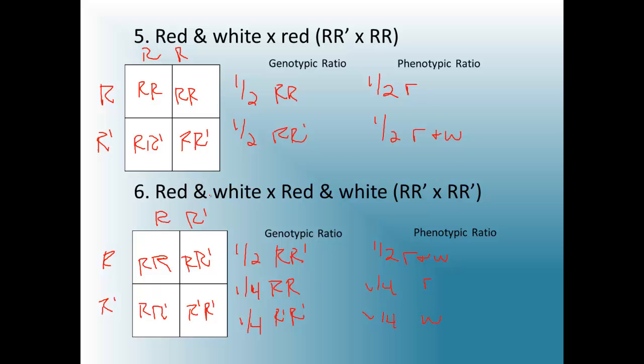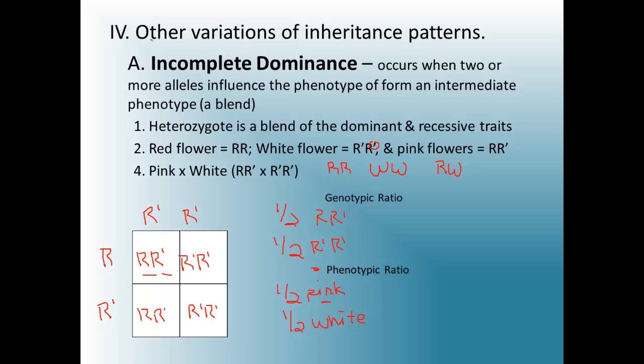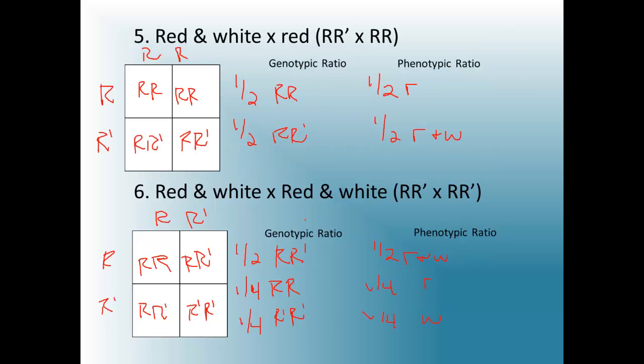Okay, so when we do cross the two heterozygotes, we do have the possibility of getting all three phenotypes from that cross. Okay, so again, incomplete is slightly different than codominant. Incomplete, we have a blend in the heterozygote. Okay, codominant, we actually see the shared expression, so we see both of them being expressed, both alleles.